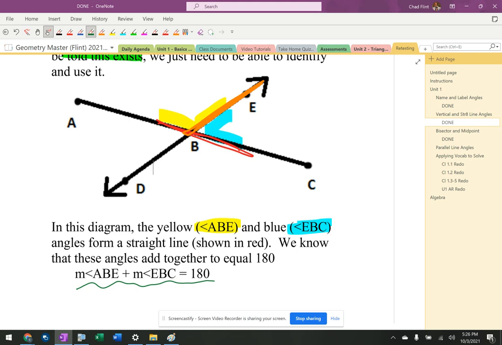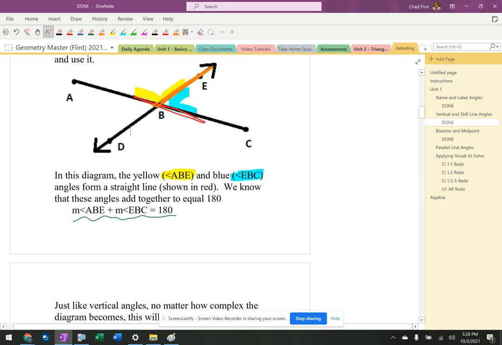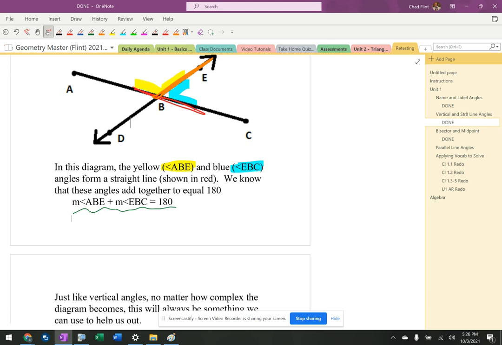It doesn't matter how complicated the picture is. It can have lines going every place. I have to just look, and if I have two angles that make a nice straight line, I'm like, okay, I know that those two add up to 180, and then I use that fact to do whatever the problem needs me to do.